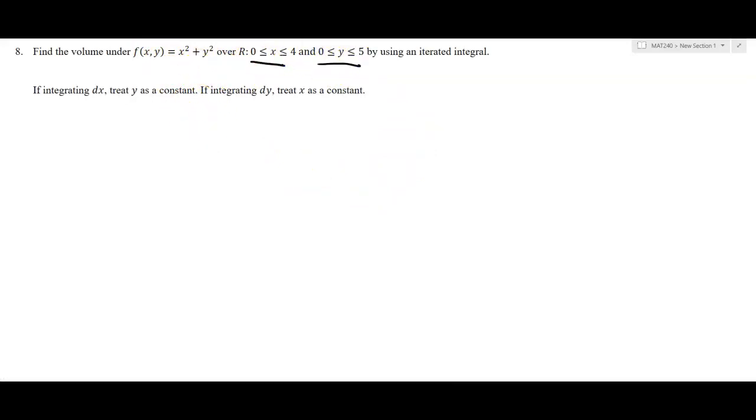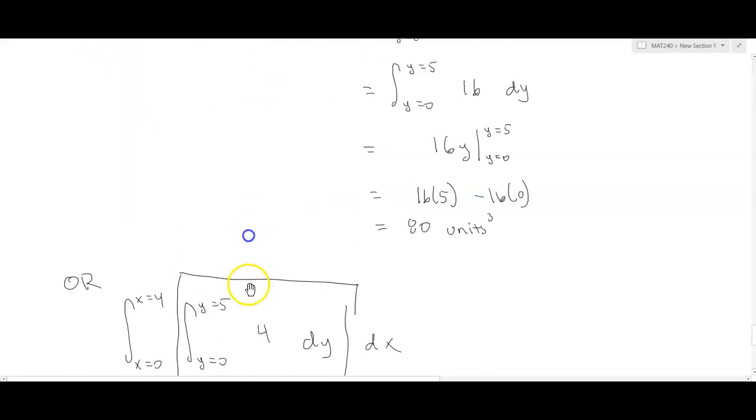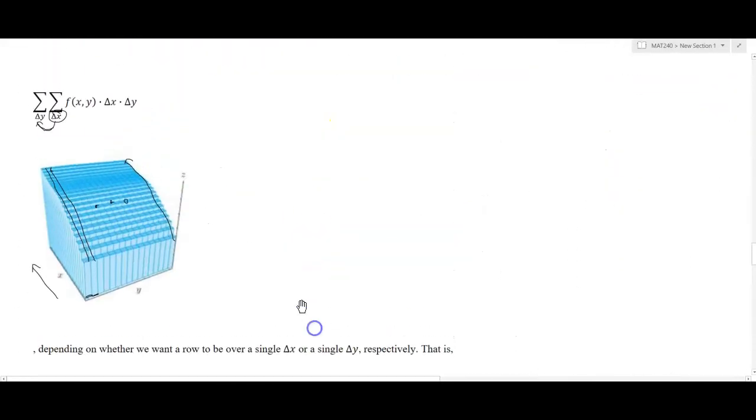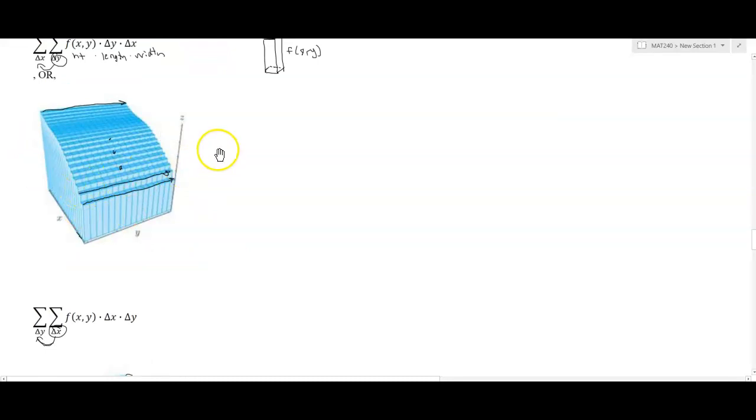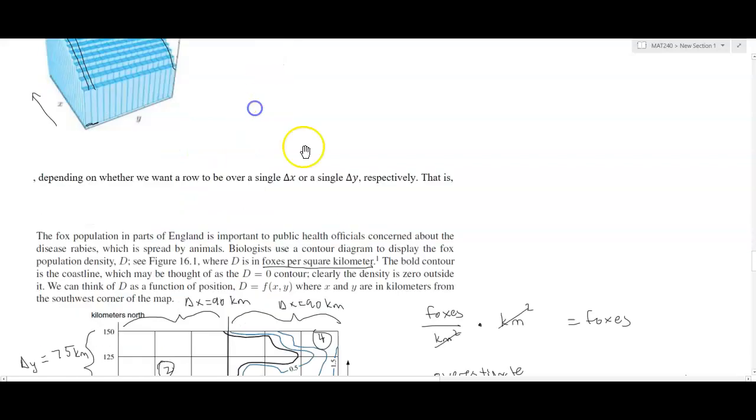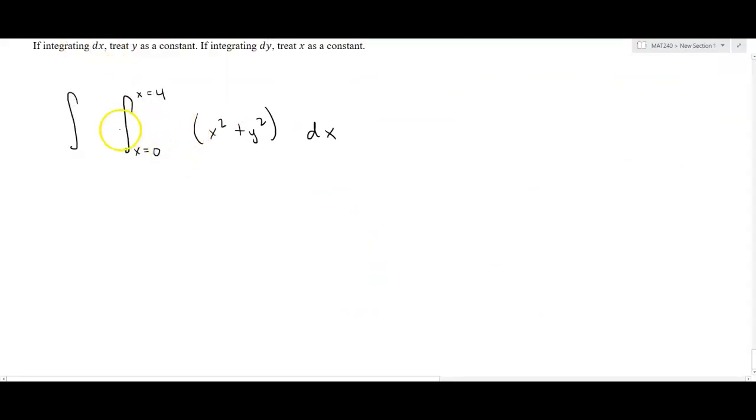So notice our region is still the same. x goes from 0 to 4, y goes from 0 to 5. So if I want to do my inner integral as the dx, this one's going to go from x equals 0 to x equals 4 of my function, x squared plus y squared. And then, of course, this is going to have to be dx. And then after that, we add up across all of the x's, all of the dx's. To think about what that means, we have to come back up here and look at our little pictures. If we're integrating dx first, we're going to be adding up all of the volumes of all of the columns. If we're integrating dy first, we're going to be adding up all of the rows first, based on these two pictures. So let's go ahead and carry this out. And this is going to be from y equals 0 to y equals 5 dy.